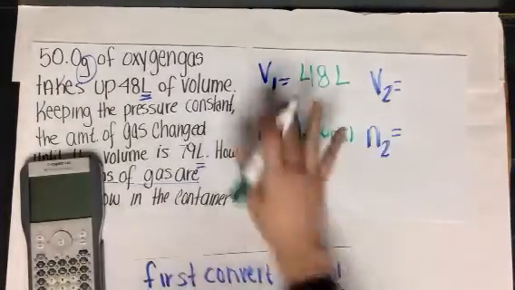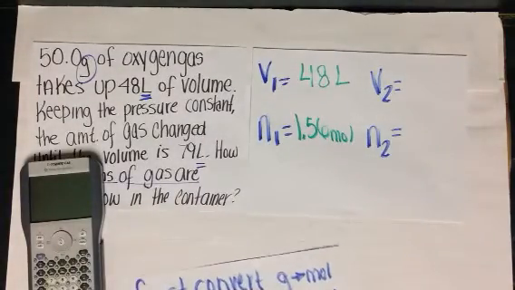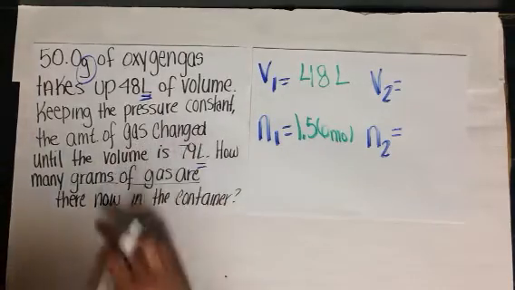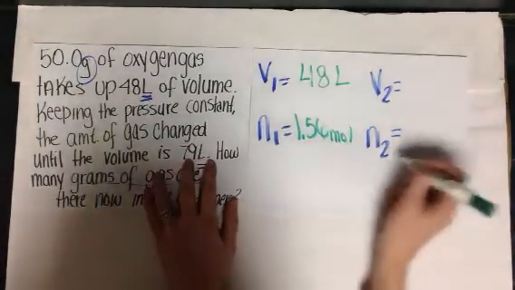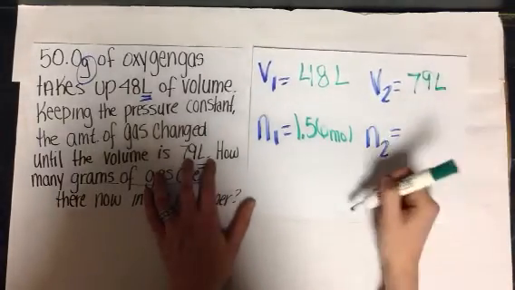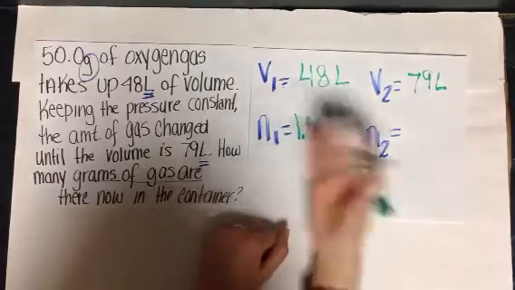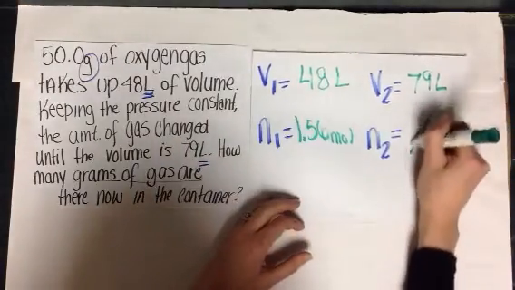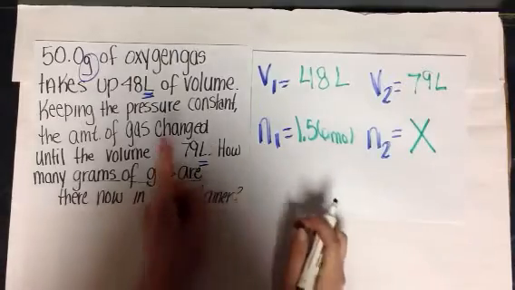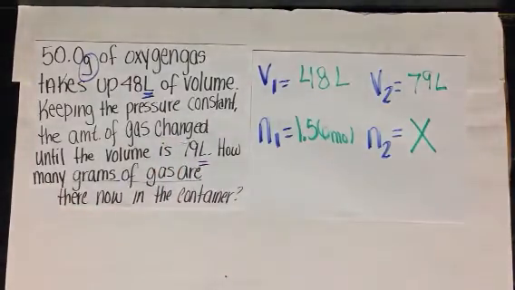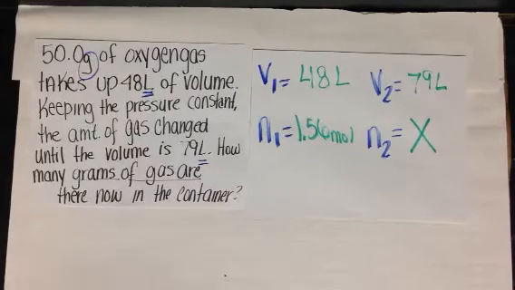Now that is my initial mole value, 1.56 moles. Since this whole problem is about oxygen, I don't need to label oxygen. It's assumed. Now, my gas has changed, and the new volume is 79 liters. How many grams of gas are there? I don't know how many grams there are, but I know I can figure out how many moles there are, and then at the end convert it into grams. So I still have a conversion at the end.